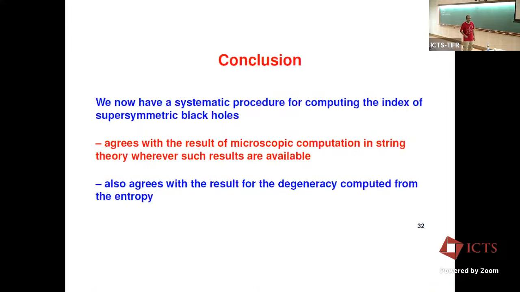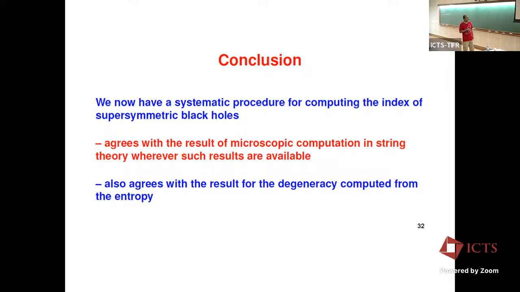So let me end with the conclusion. Essentially what I have tried to argue is that we now have a systematic procedure for computing the index of a supersymmetric black hole. It's a little more complicated than computing the entropy of supersymmetric black holes because we just use spherical symmetry. But this is what we can compare with the microscopic results. So in that sense, this is a very useful tool.